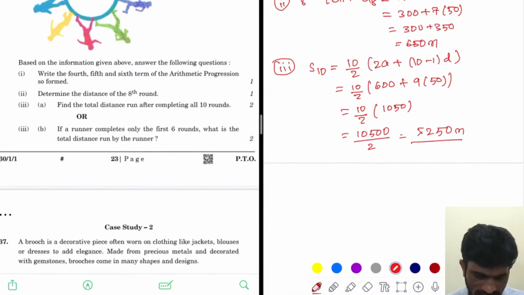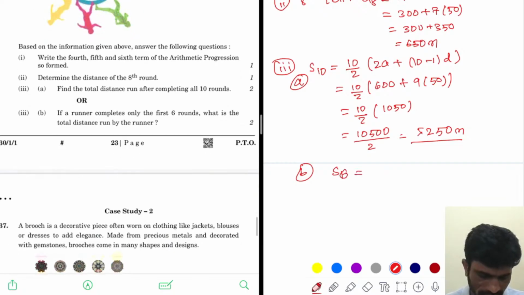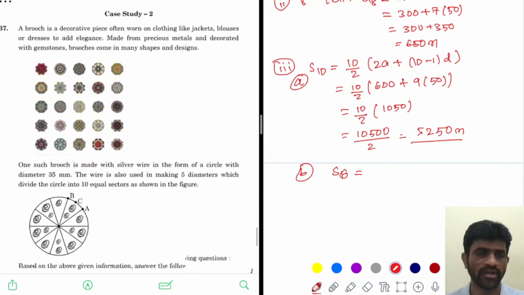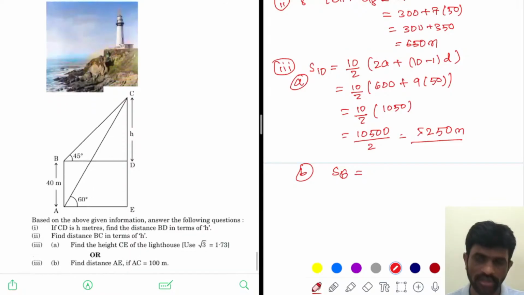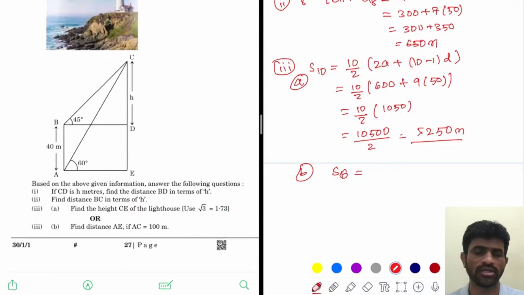What is the total distance by the runner? Another one is also very easy. In B they are asking to find S6. This is also found by using the same formula. All these remaining case study questions are also easy. Hope you all got these solutions.